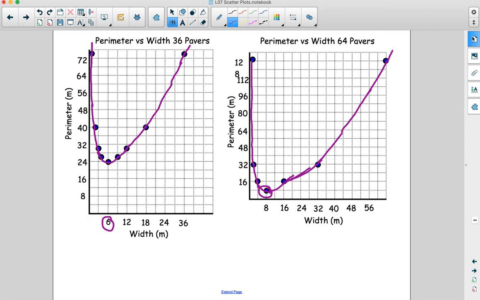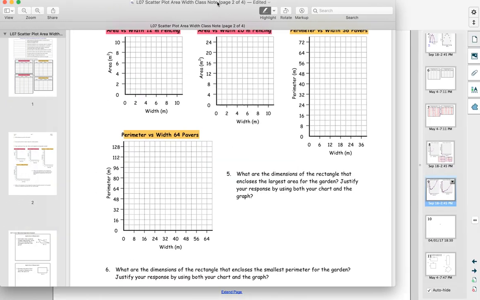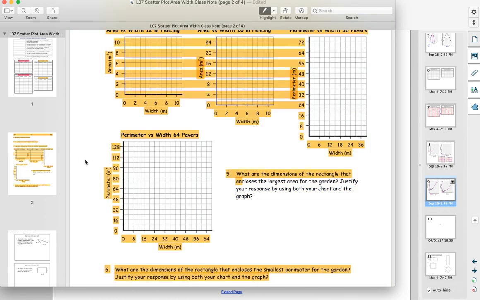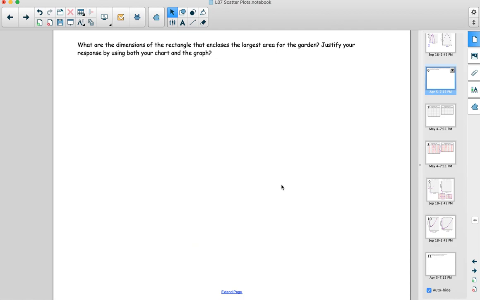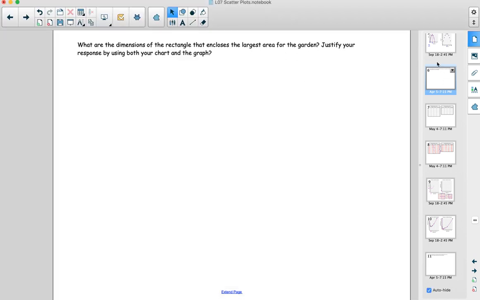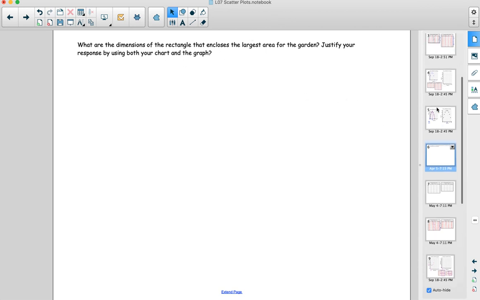So moving forward, let's see what's left on your sheet. So what are the dimensions of the rectangle that encloses the largest possible area? Let me just copy that. Okay, I was finally able to get those questions copied from here. So what are the dimensions of the rectangle that encloses the largest area in the garden? And it says justify your response using both the chart and the graph.